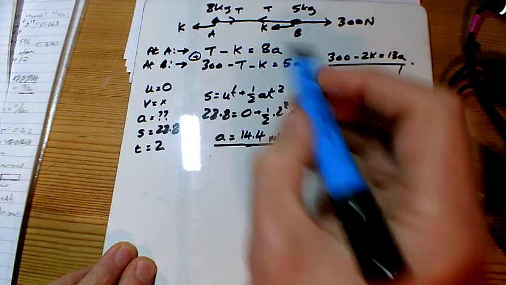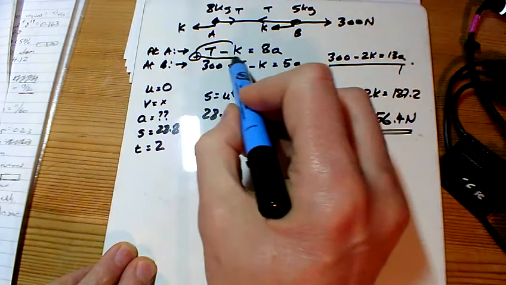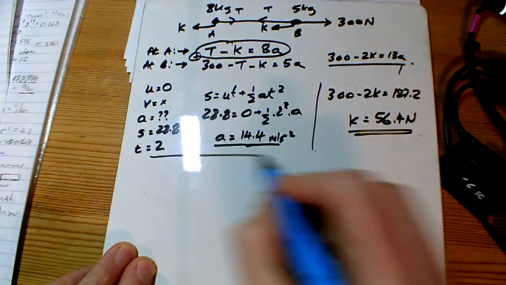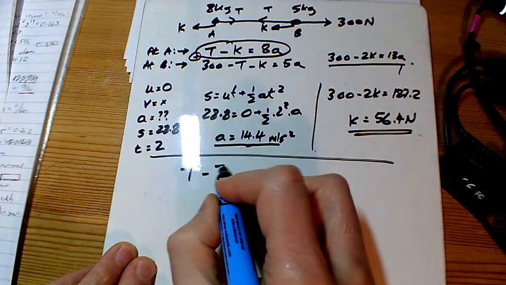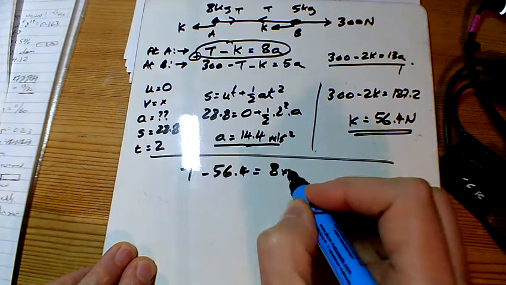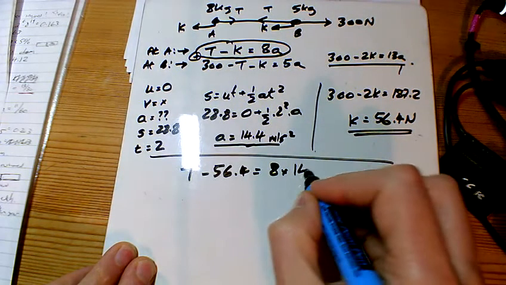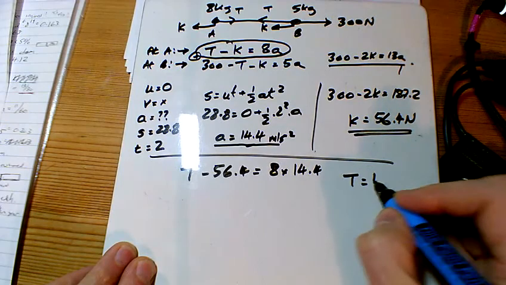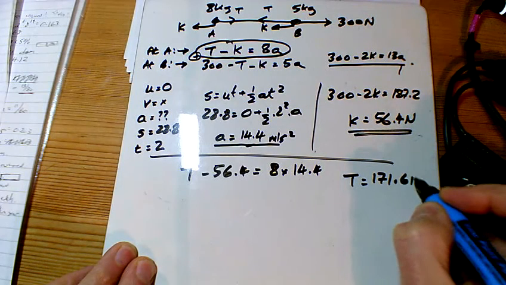Well, if I know what K is, I can then put it straight back in here to find out what the T is. So I've got T minus 56.4 equals 8 times the acceleration, which I've got is 14.4. And so I've got T to be 171.6 newtons.